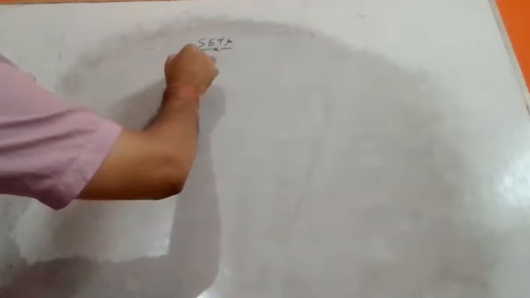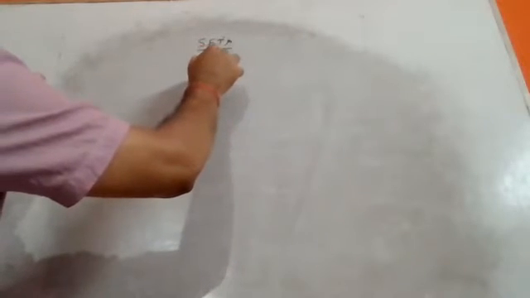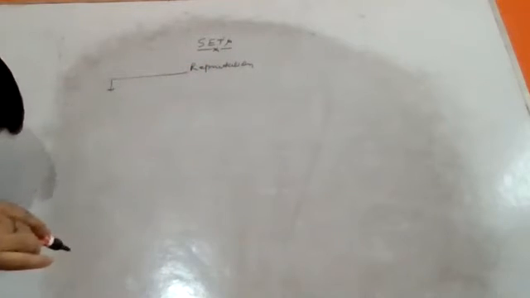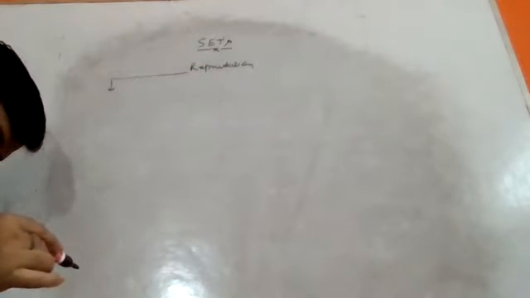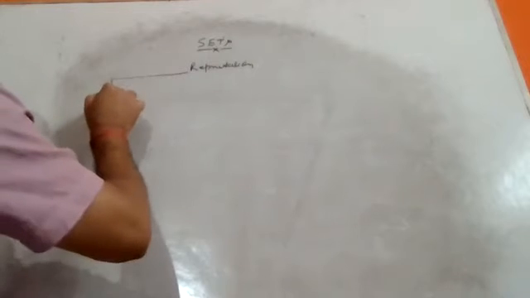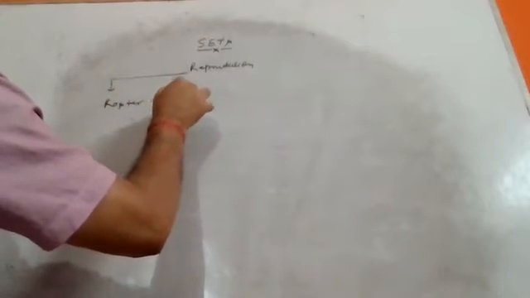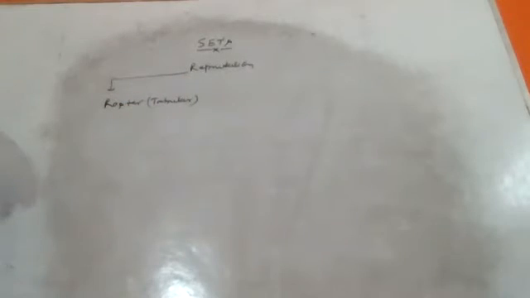Once we have defined what a set is, our question is how to represent the set. The representation of a set we define in two ways. Your first method is roster form, or in other words, you can say it is also known as tabular form.